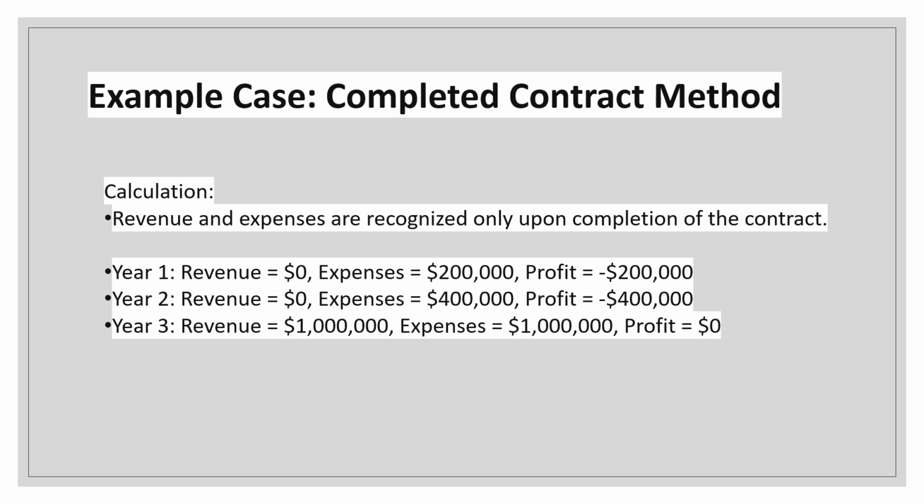So for the calculation, revenue and expenses are recognized only upon completion of the contract. Year 1, the contract is still ongoing, so revenue is 0, expenses is $200,000, profit minus $200,000. Year 2, still not complete, 0, expenses $400,000, profit is minus $400,000. Year 3, when the contract is complete, revenue finally gets recognized at $1 million, expenses $1 million, profit 0.